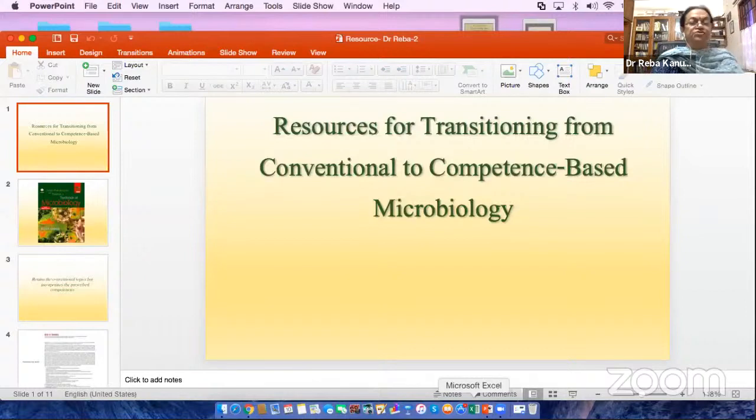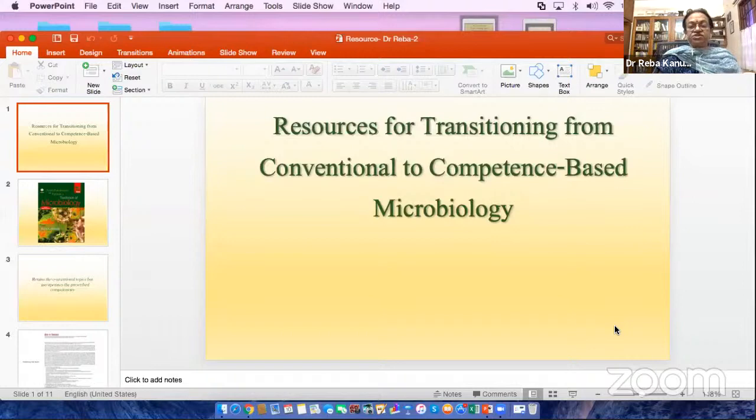Finally we come to the actual basic discussion on competency-based curriculum, and at this point of time I'm sure we have a lot of traditional books which are available to us, and so how do we make use of what is available in terms of modifying or transitioning to the competency base, because we need to have some material based on which we go forward.